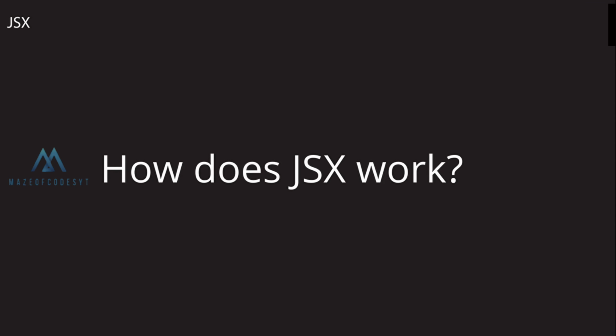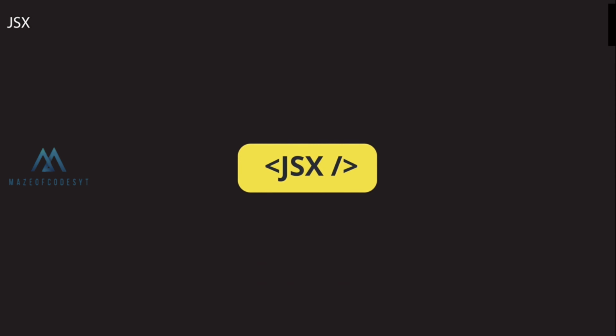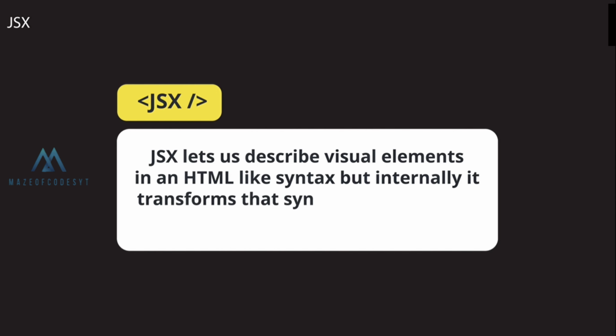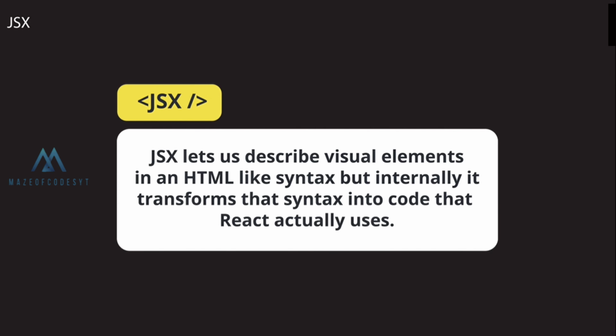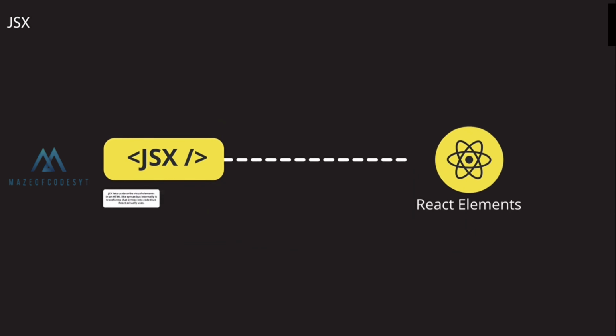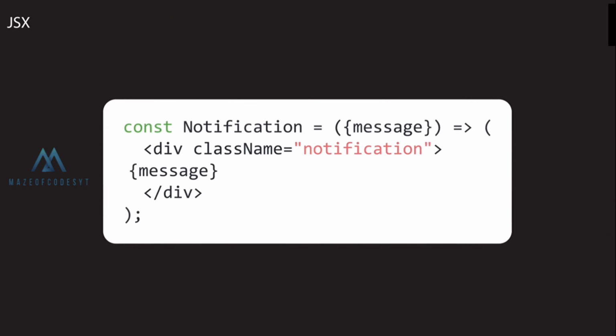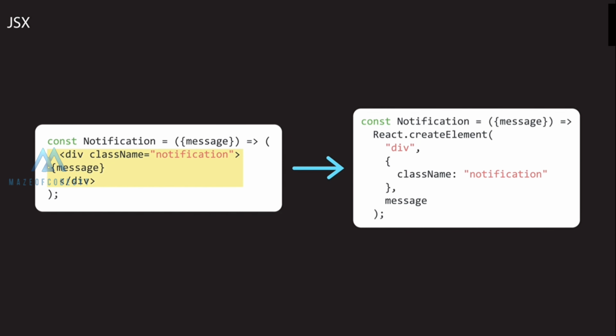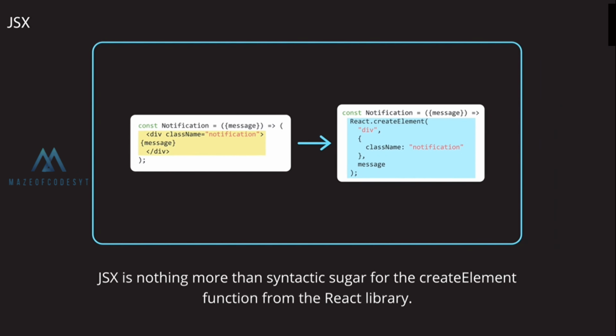We mentioned earlier that JSX is a templating language, which means it lets us describe visual elements in an HTML-like syntax. But internally, it transforms that syntax into code that React actually uses. JSX is designed to produce React elements. So when you write JSX, it is compiled into standard JavaScript functions containing nested invocations of the createElement function, which is what React uses to create renderable elements internally. In fact, JSX is nothing more than syntactic sugar for the createElement function from the React library.